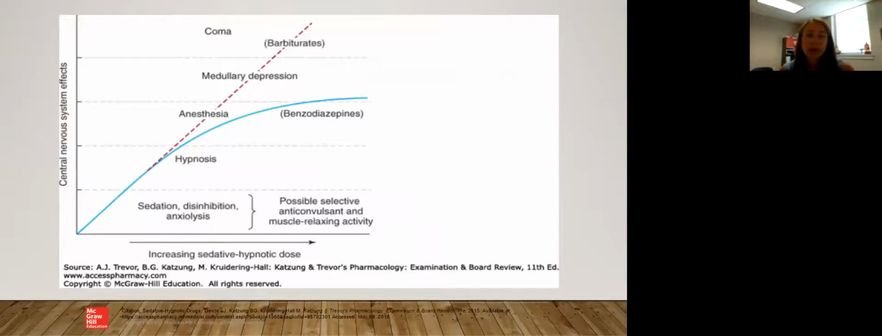This slide depicts some of the side effects that we may be able to see when barbiturates or benzodiazepines are used. So the left side of the slide, the y-axis, depicts the central nervous system effect, and the x-axis, the increasing sedative hypnotic dose. So we can see that as the dose rises, so do the central nervous system side effects. This slide makes it look like the benzodiazepines probably could never cause medullary depression or coma. However, and that is often the case when the benzodiazepines are used on their own, and especially at therapeutic doses.